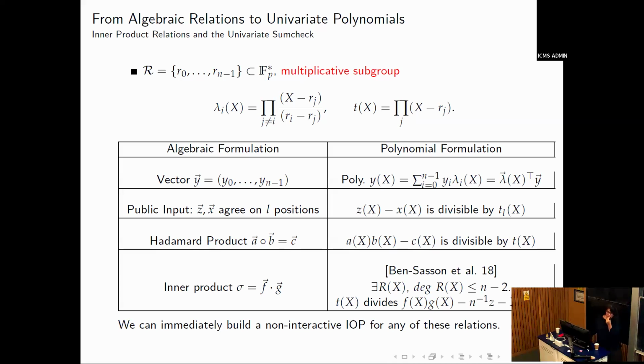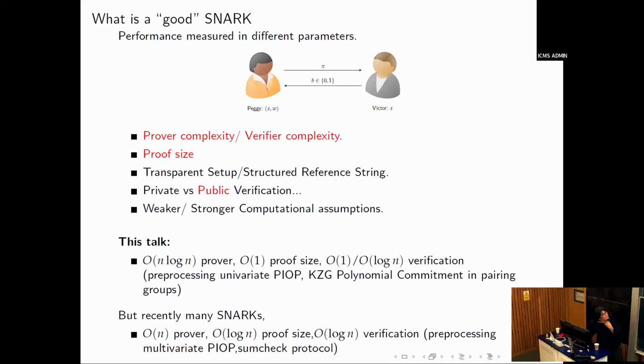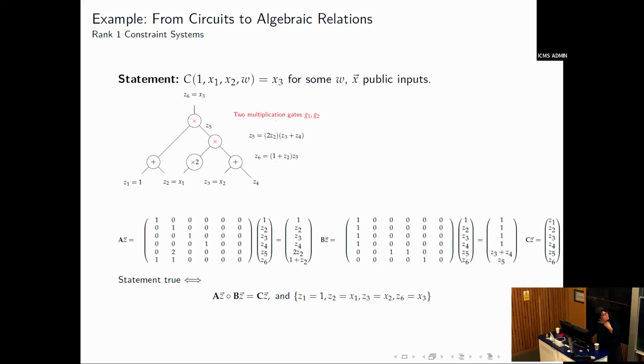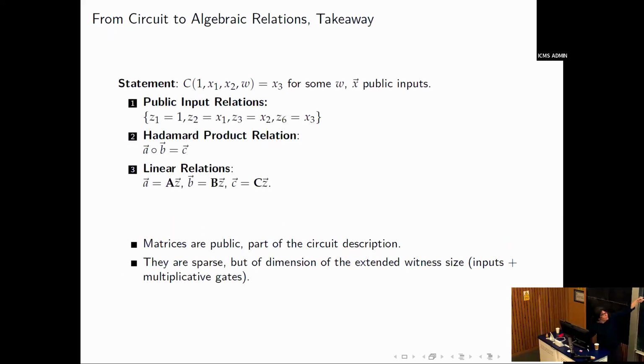The linear operation, but maybe the inner product, would that be used for doing linear? So the problem is that I need to prove not just one linear relation, but many linear relations, right? This actually corresponds to proving many inner products. For each row, it's an inner product, right? And how many rows do I have? As many as gates of the circuit. So this does not give me a way to do a succinct universal SNARK with only this setup.